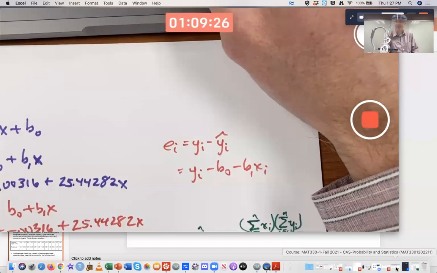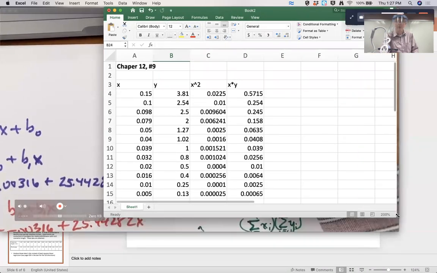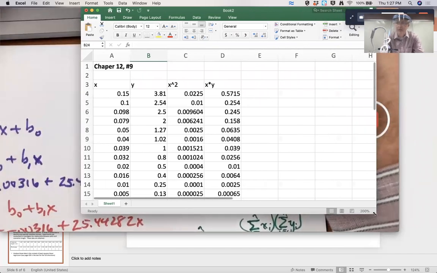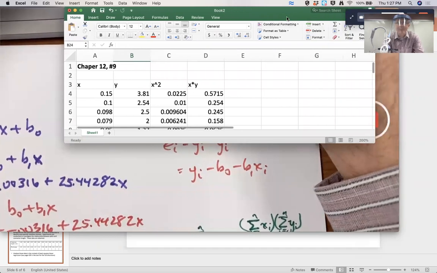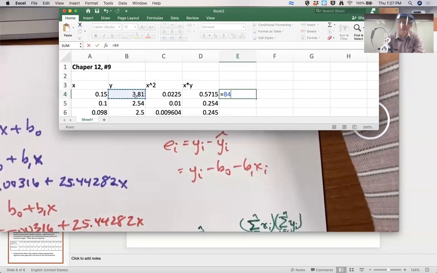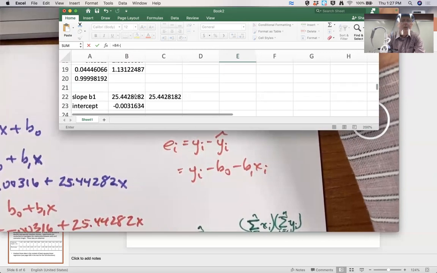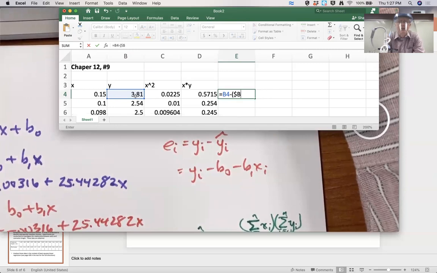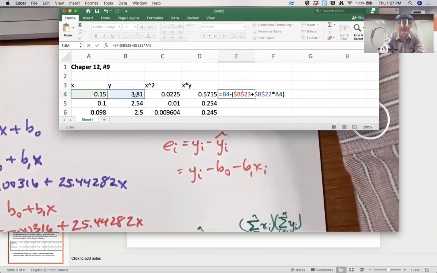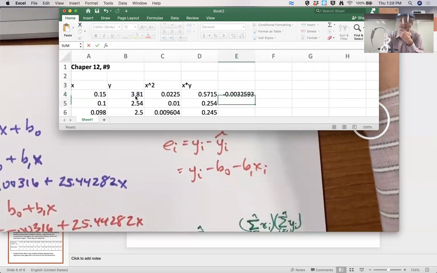Here's the spreadsheet. For each data point, first do y_i, and then subtract, I'll use parentheses, the intercept, which is in cell B23, and use dollar signs if you want to keep it a fixed cell reference, plus the slope, which is in cell B22, times the corresponding value of x. That's e_i for the first data point.